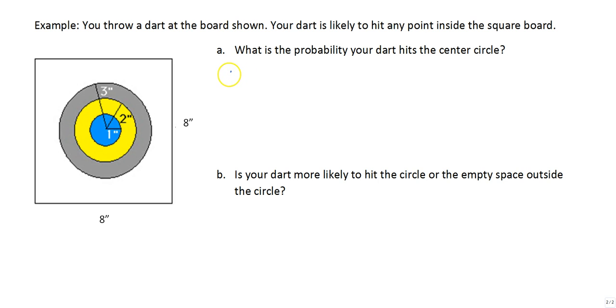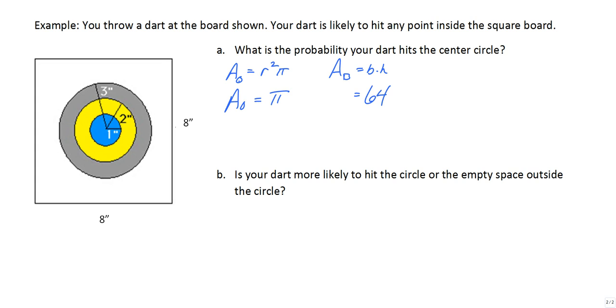You have to remember the area of a circle is equal to the radius squared times pi. So the area of our circle is just 1 squared times pi, so the area of the circle is equal to pi. The area of the square is base times height, so the area of the square on the outside is 8 times 8, which is 64.